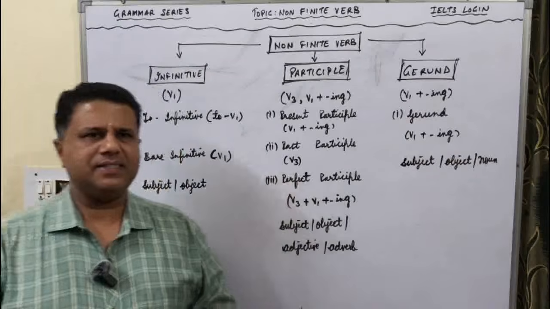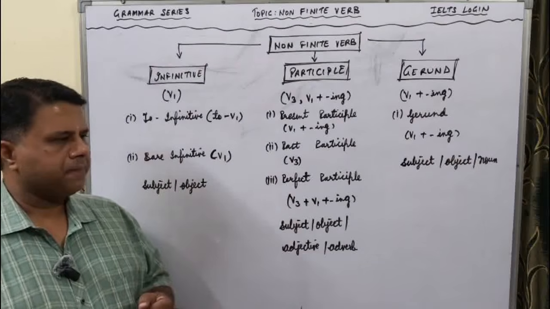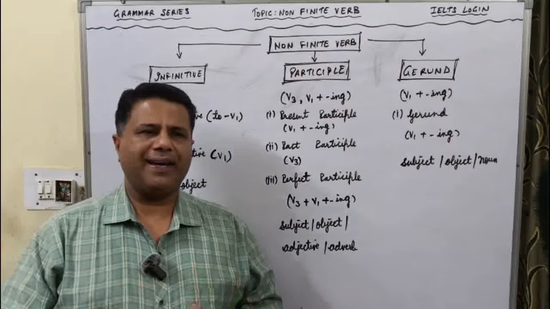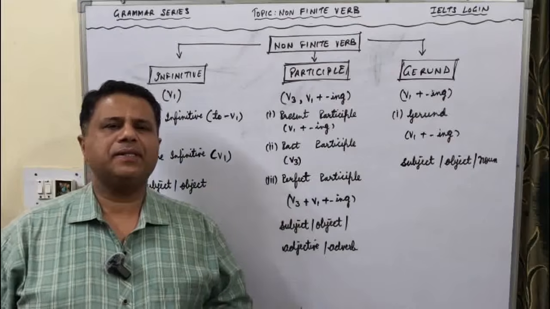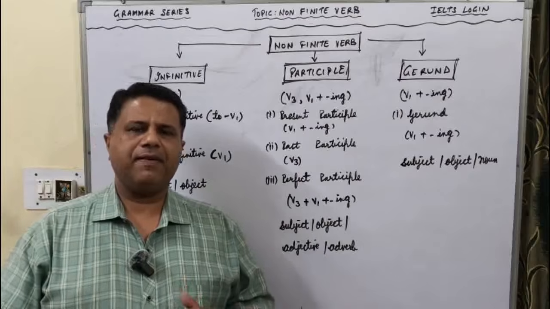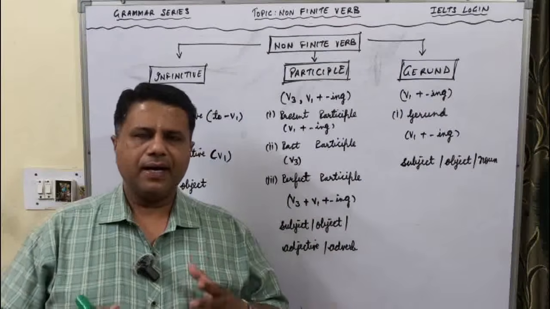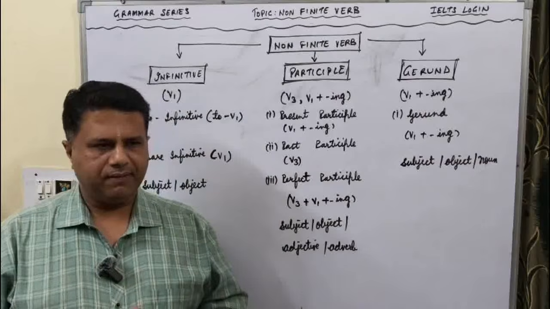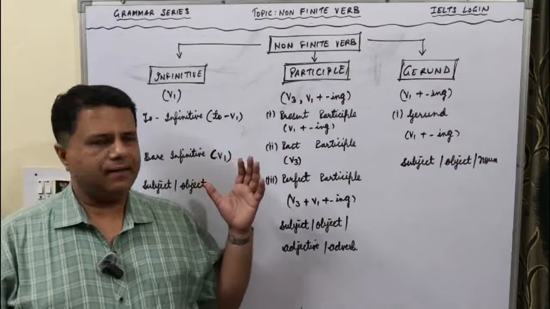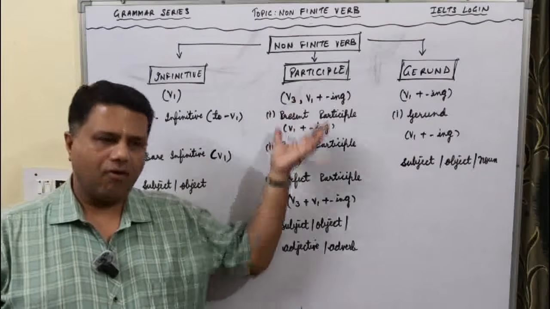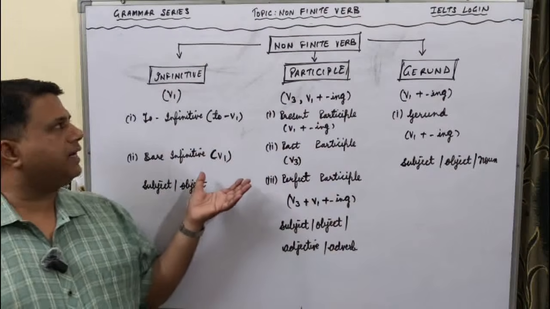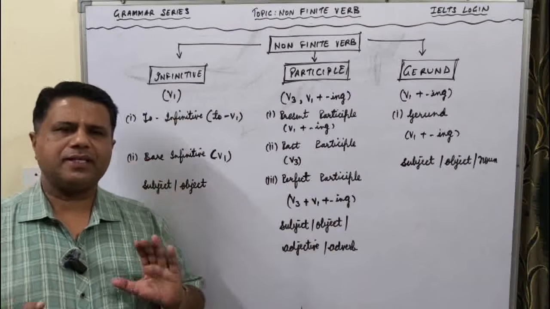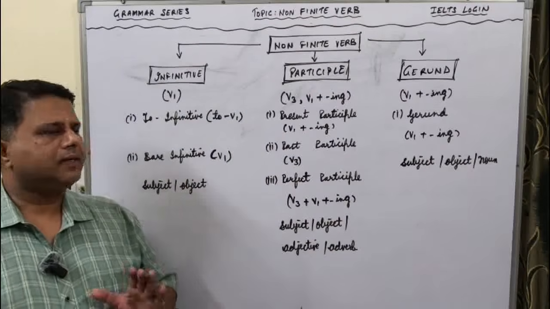Now we will discuss these topics one by one. In video number 1, we have discussed the difference between finite and non-finite verb with examples. We have also discussed that every non-finite verb will accompany a finite verb. There cannot be any sentence without a finite verb. Then we discussed the names of different types of non-finite verb: infinitive, participle, and gerund. In video number 1, we shall discuss this much only.